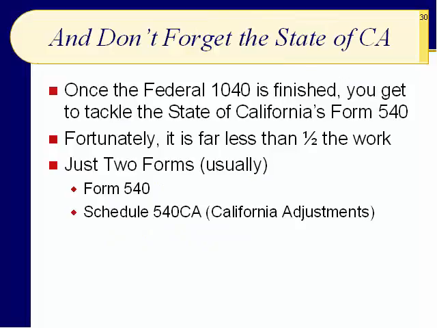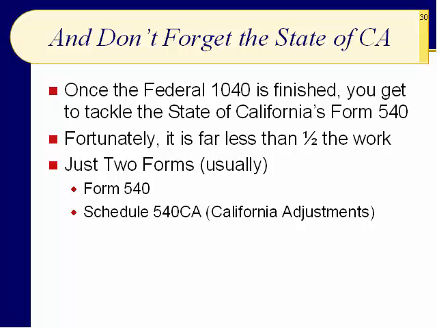Last slide. Oh, yeah. State of California. Well, once the federal 1040 is finished, then you get to tackle the State of California's Form 540. Cute, huh? It's far less than half the work. Usually there's just 2 forms. The Form 540 itself and then 540CA, which stands for California Adjustments. What it does is it takes into account the fact that some things are deductible in the state of California that are not in the feds, and some things are taxable, vice versa.